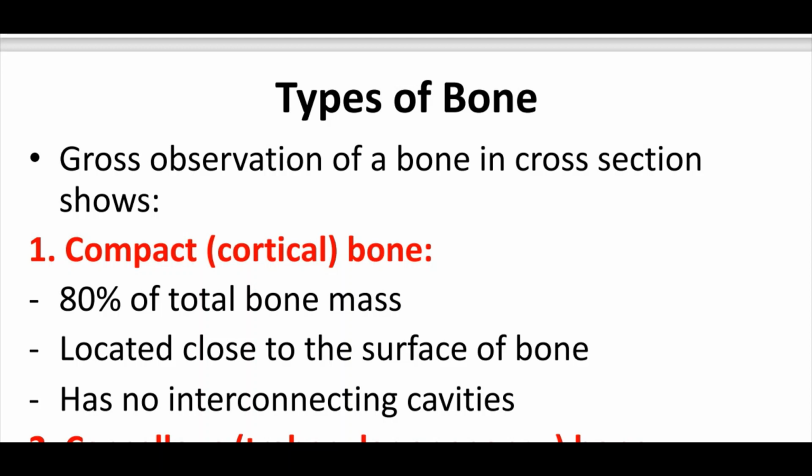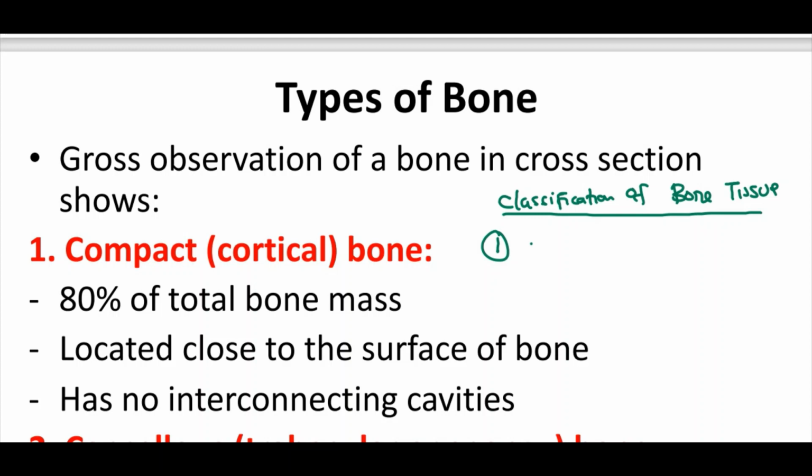So those were the periosteum and the endosteum. Now let's look at the types of bone. We've got 2 types of bone, depending on gross observation. The classification of bone tissue is in 2. Number 1 is gross observation. Under gross observation, there are 2 types of bone. Number 1 is called compact bone. Number 2 is trabecular bone or spongy bone.